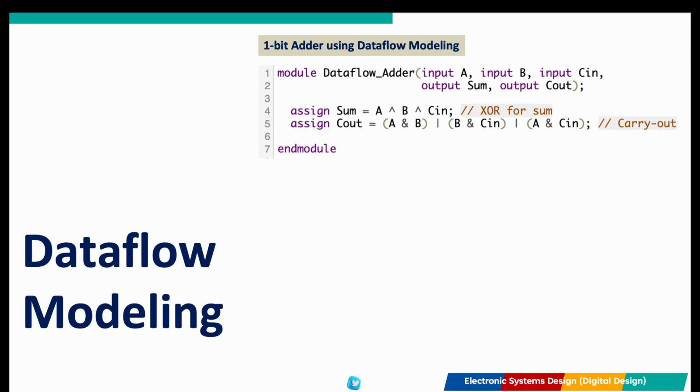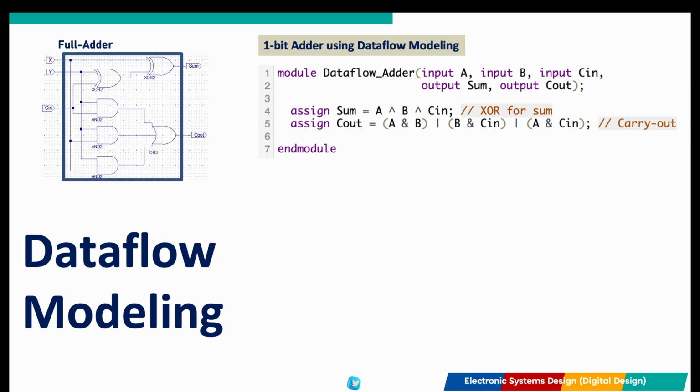In data flow modeling, we use the assign statement to describe the flow of data through Boolean or arithmetic expressions. Let's look at 2 ways to apply this. First to a single full adder, then to our entire 4-bit system. For a single full adder, we translate our K-map results directly into code. To find the sum, we use the exclusive OR operator: A exclusive OR B exclusive OR Cin. For the carry out, we use a combination of AND and OR logic. This is highly efficient for combinational circuits because it clearly maps the mathematical logic to the hardware.